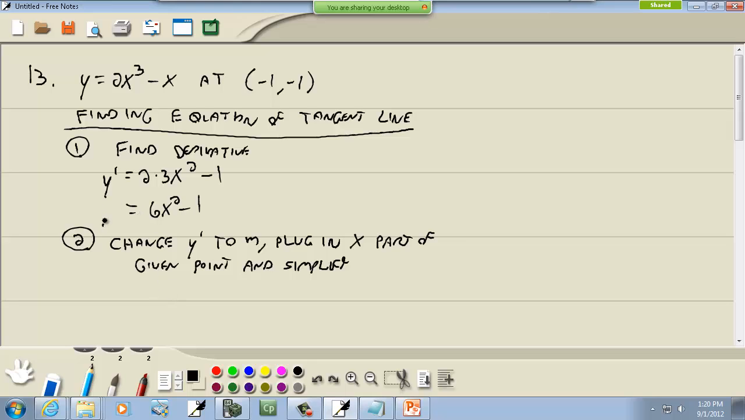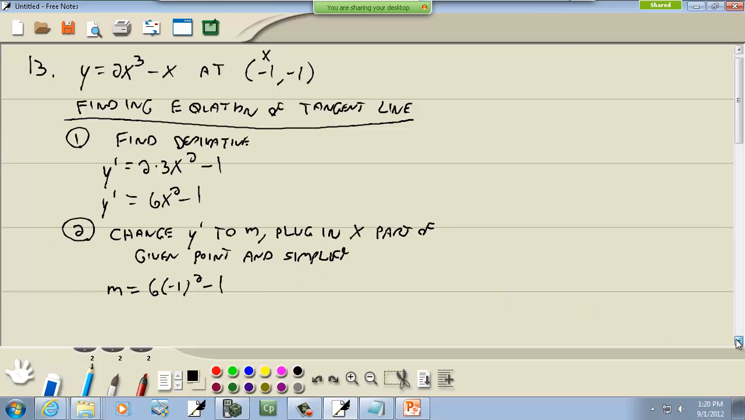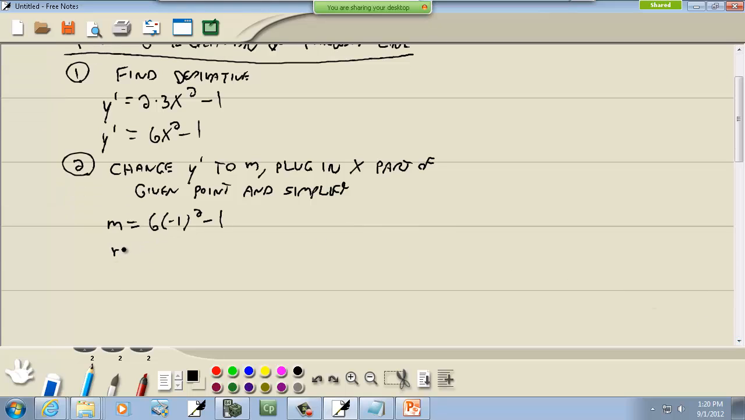So for this right here, this is y prime. So it says change y prime to m. Now the x part of our point is negative 1. So I'm going to plug negative 1 in for the x and simplify. Well, negative 1 squared is a positive 1. So we got 6 times 1, which is 6. And 6 minus 1 gives us 5.